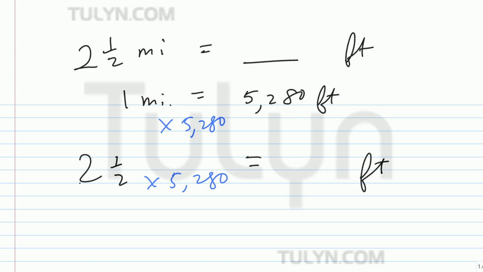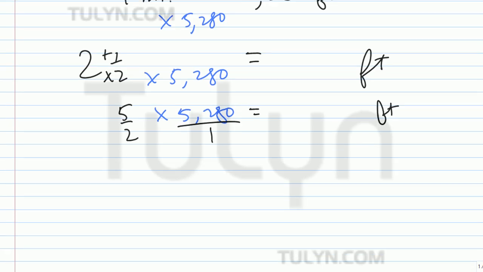So 2.5 is really equal to 5/2. Apply the formula: multiply by your whole number, add the numerator, put it over the same denominator, and multiply by 5,280, which will give you how many feet? So put that over 1. Just go ahead and multiply.